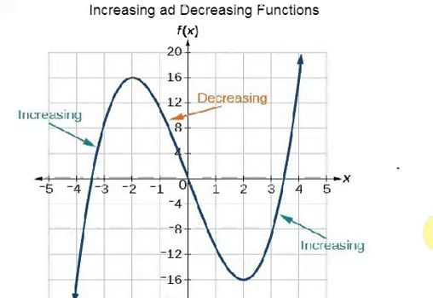Another way of saying that a graph is going up is that its slope is positive. If a graph is going down, then we can say that the slope will be negative. Since slope and derivatives are synonymous, we can relate increasing and decreasing functions to the derivative of the function. So let me give you the formal definition of increasing and decreasing functions now.